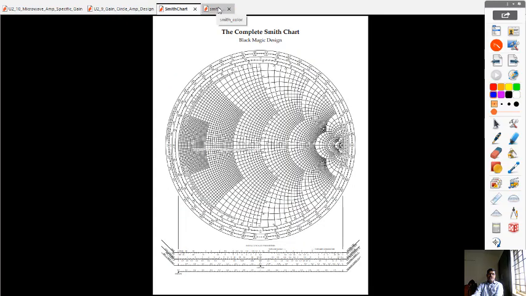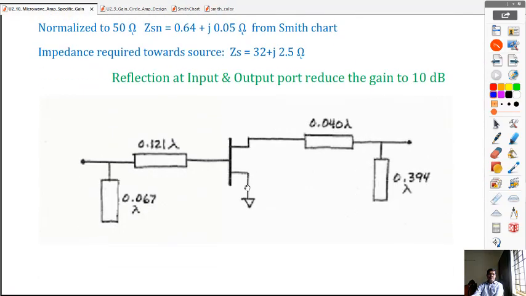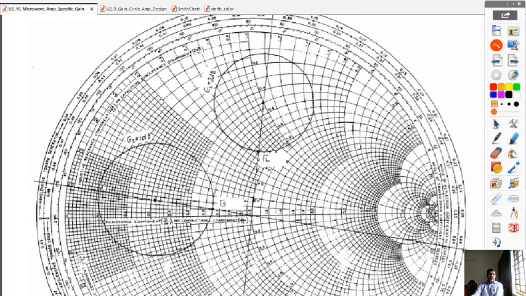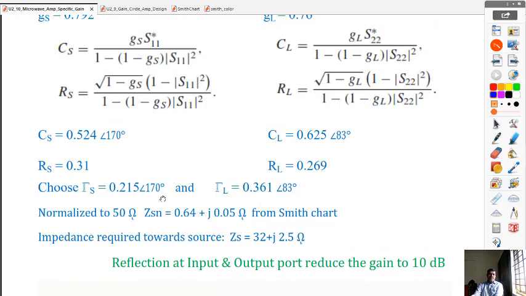So we have a Smith chart. In this Smith chart, first step is we have to locate 170 degree to mark the center of the constant gain circle at the source end. Now you find the 170 degree on the Smith chart.